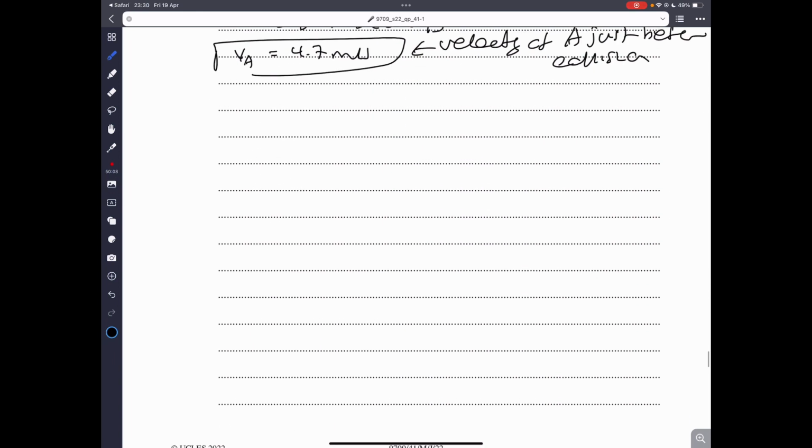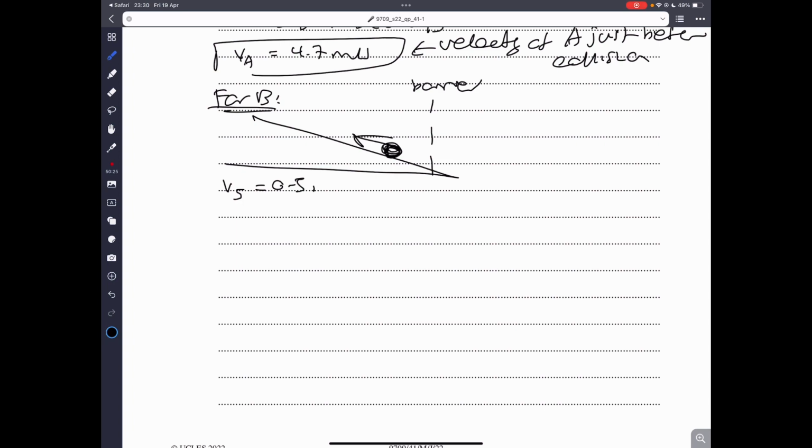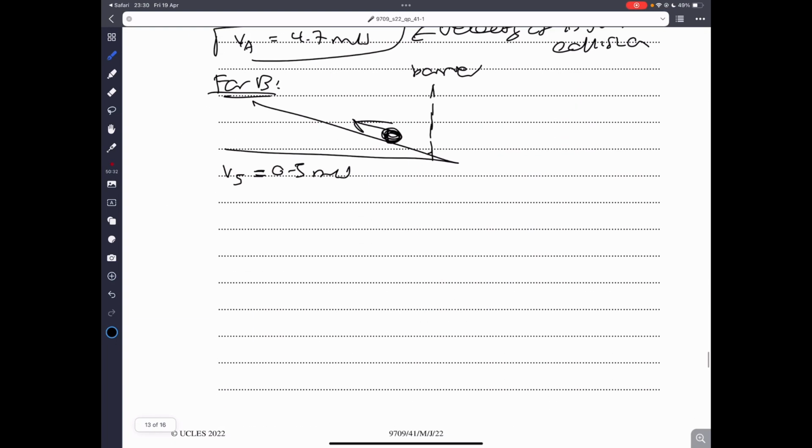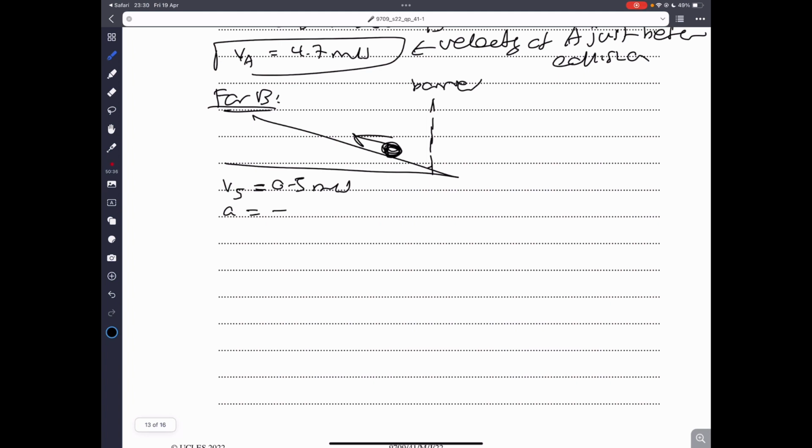For B, we will draw a diagram again, because in this case the ball is actually going back up after it hit the barrier. So it rebounds from the barrier. We know V5 is equal to 0.5 meters per second. This is the speed after the collision with the barrier, which we found from here. The acceleration is minus 5 meters per second squared. Why? Because it's going in the opposite direction. The first time we calculated B going downwards as 5, so upwards has to be minus 5. That's a very important notation.